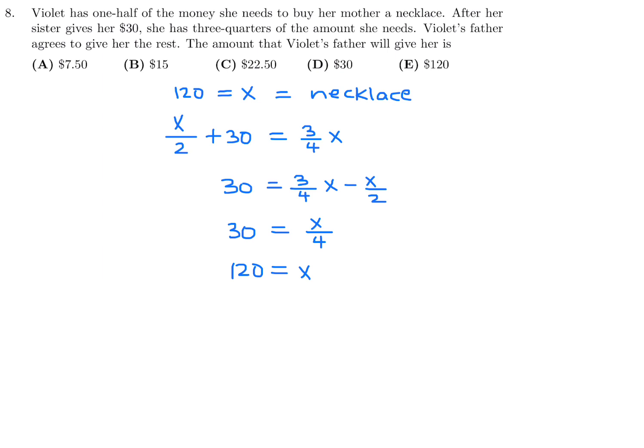So let's retrace our steps. If 120 is the cost of the necklace, she initially had 1/2 of that, so she initially had $60. Then her sister gave her 30, which brought her up to 90. She needed to get up to 120, and her father agreed to give her the amount to bring her up to 120, and that obviously means her father gave her $30. Number 8, the answer is D.